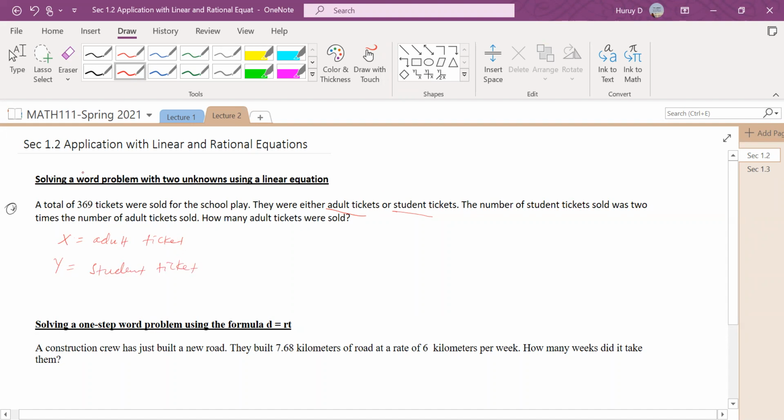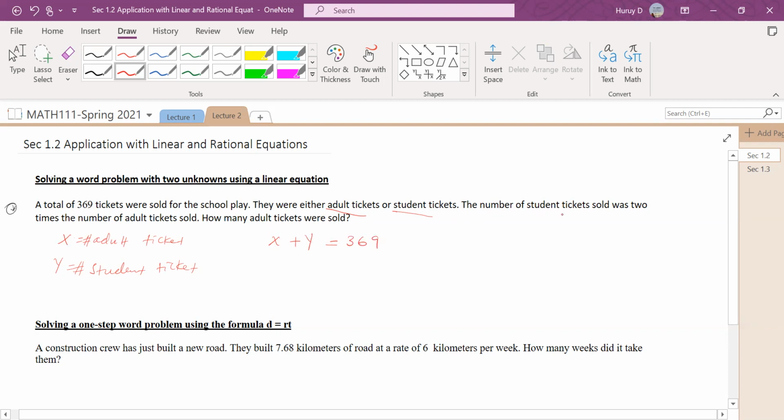And then the total from the first sentence, a total of 369. This is the number of adult tickets, this is the number of student tickets. When we add the 2 types of tickets, the total sold, we get x plus y. And when we add them up, we get 369. Okay, and then let's go to the next sentence.